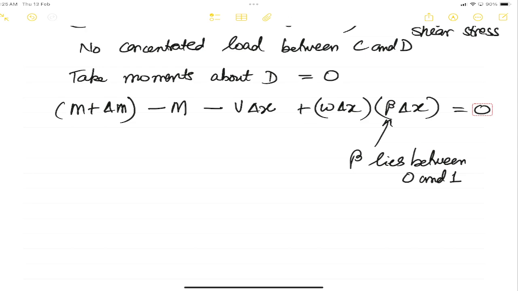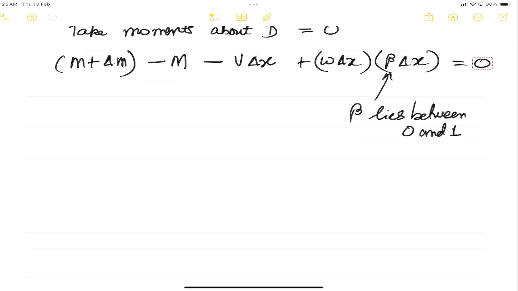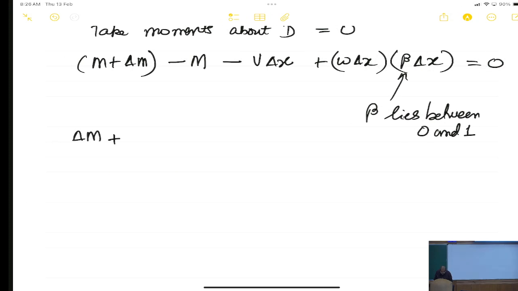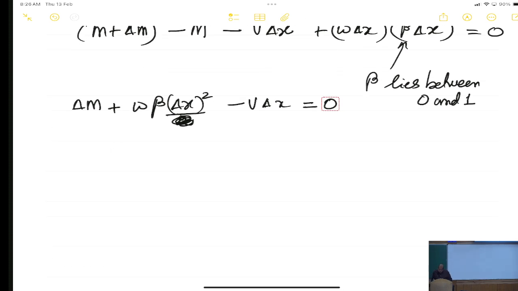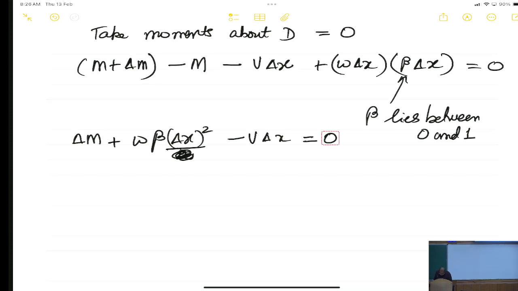So, now when we combine all this, what do we get? Delta M plus W beta delta x square. Is there a 2 also? No. So, now in the limit delta x tends to 0.